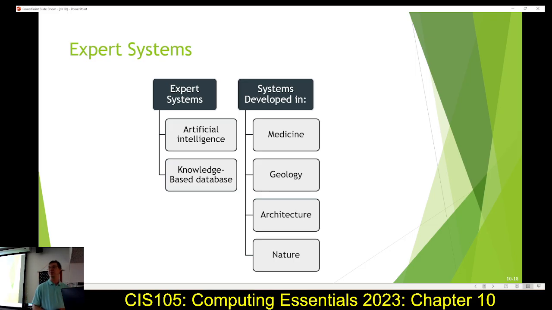So there are expert systems that are out there as well. All of you have likely used an expert system because it does incorporate artificial intelligence, and there is a knowledge-based database behind it as well. So anywhere where you've used artificial intelligence, that's an expert system. And these systems are developed in all kinds of different fields that you can think of.